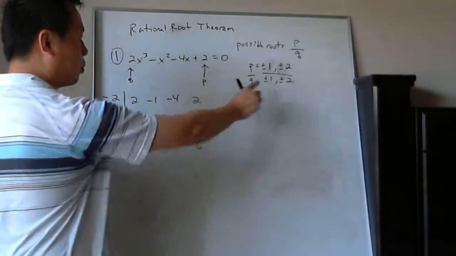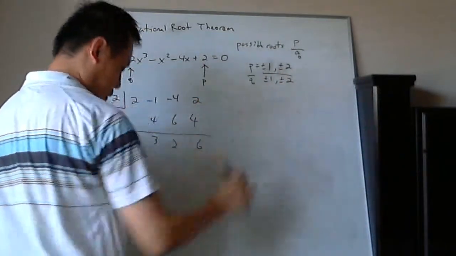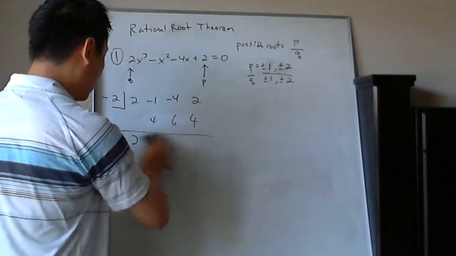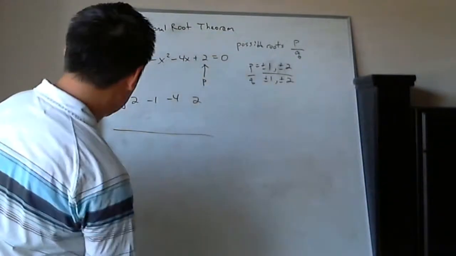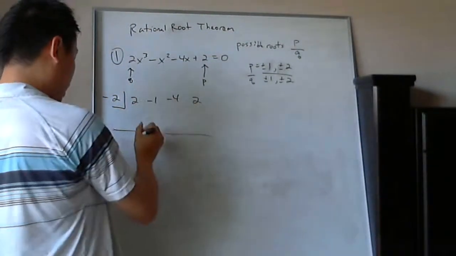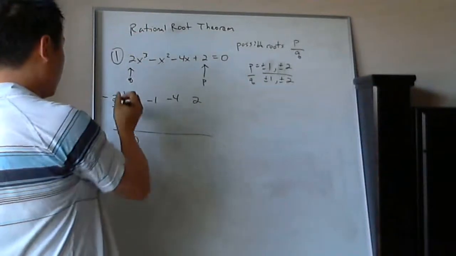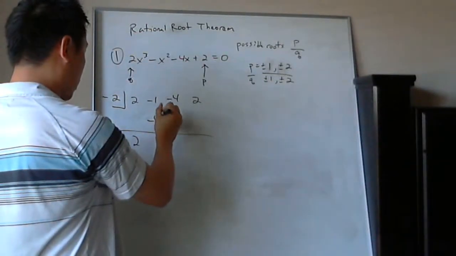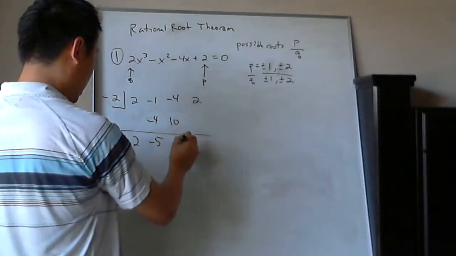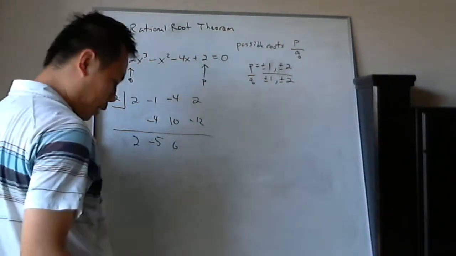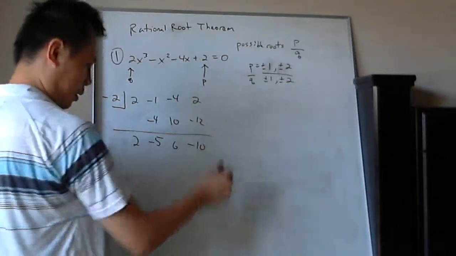So let's try negative 2, because you can do negative 2 over 1, right? So that's a possible root. Let's try negative 2. So you bring down 2. 2 plus 0 is 2. Negative 2 times 2 is negative 4. Add that, negative 5. You get 10, you get 6, and you're going to see it's no good also. Negative 10.